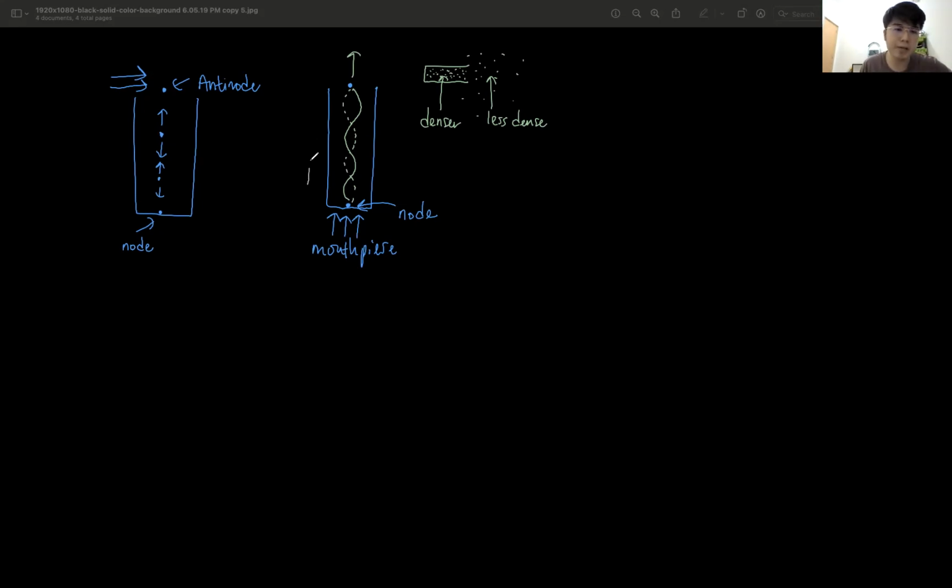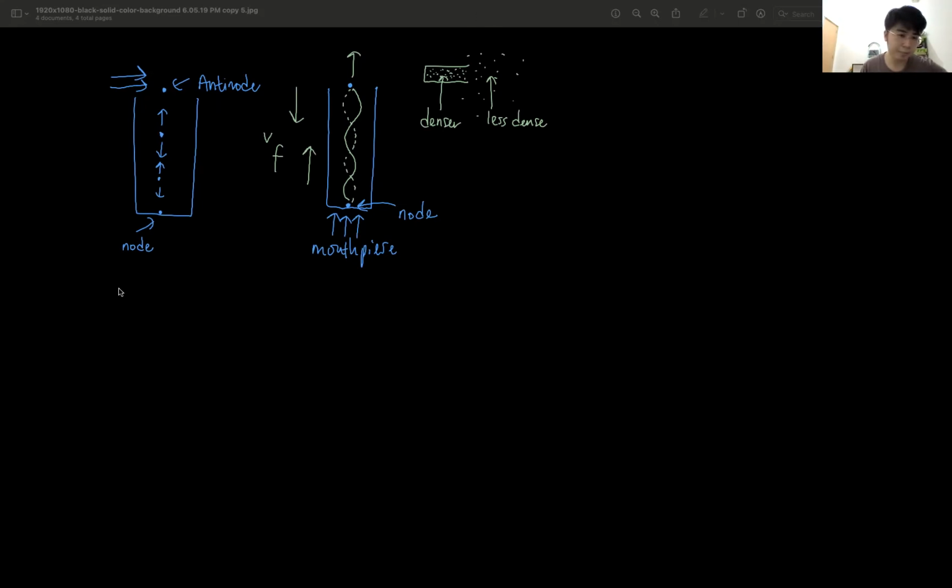You have one progressive wave you created, and then you have a reflection of that original wave. They have the same speed and the same frequency, they interfere, and a standing wave is created. Now we are going to draw a few patterns of the standing wave in a closed pipe. A closed pipe has one end open and one end closed.